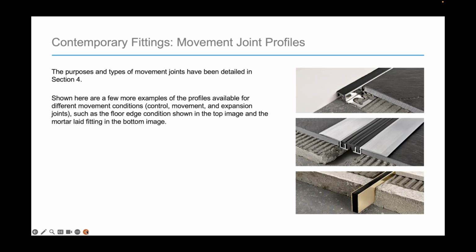And also, again, we have different types of movement joints, like we went over earlier. So shown here are a few more examples. They have profiles available for different movement conditions, control, movement, and expansion joints, such as the floor edge condition shown at the top image, and the mortar lay fitting at the bottom.